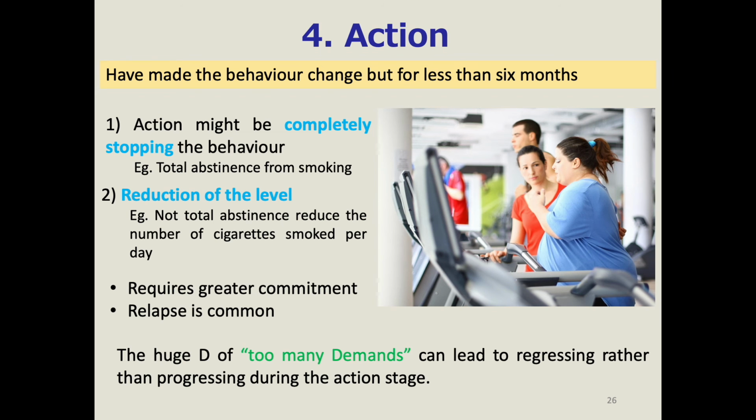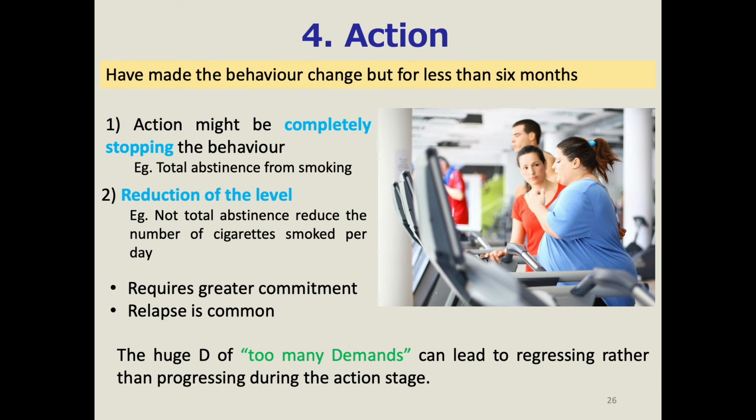So the fourth stage is action. Here, the patients have made the behavior change, but for less than 6 months. In this stage, action might be completely stopping the behavior, for example, total abstinence from smoking, or reduction of the level of their behavior. For example, not total abstinence, but reducing the number of cigarettes smoked per day. This requires greater commitment, and in this stage, relapse is common.